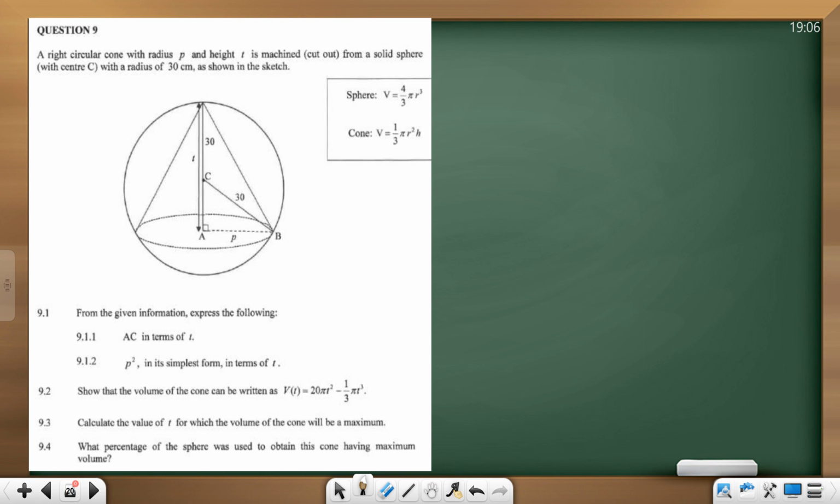A right circular cone with radius P. Please find P first. That's the first thing you do. And height T is machined, cut out from a solid sphere with center C, with a radius of 30 centimeters as shown in the sketch. If I told you it's a sphere, it's a cone, they'll give you the formula. Cylinder. No. From the given information, express AC in terms of T.